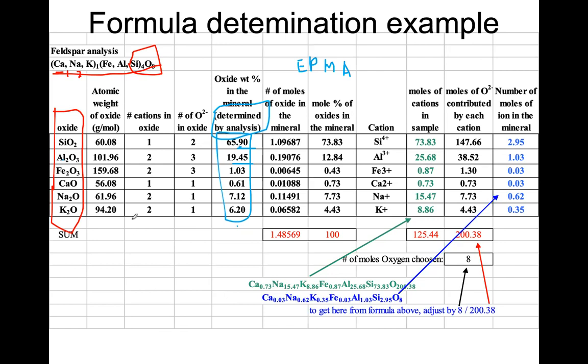You can make a table in Excel and you input atomic weights of these oxides, right? That you can find from a textbook. From a textbook, you can find the data for the atomic weight. So you input that there in the table, and then you need another column where you show the number of cations in the oxide.